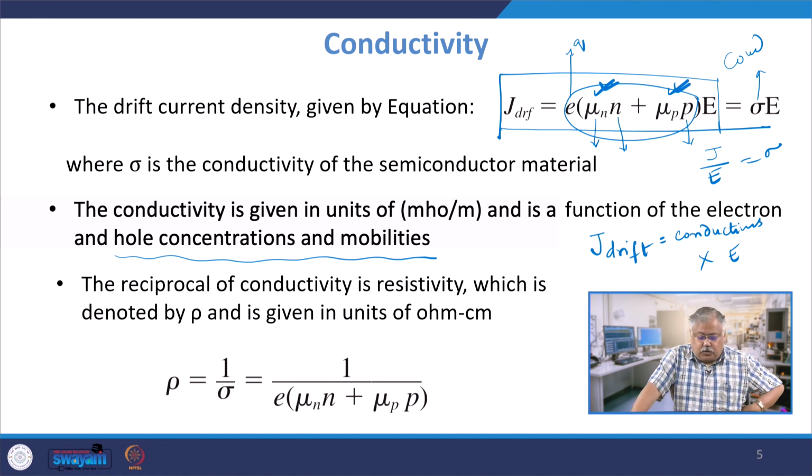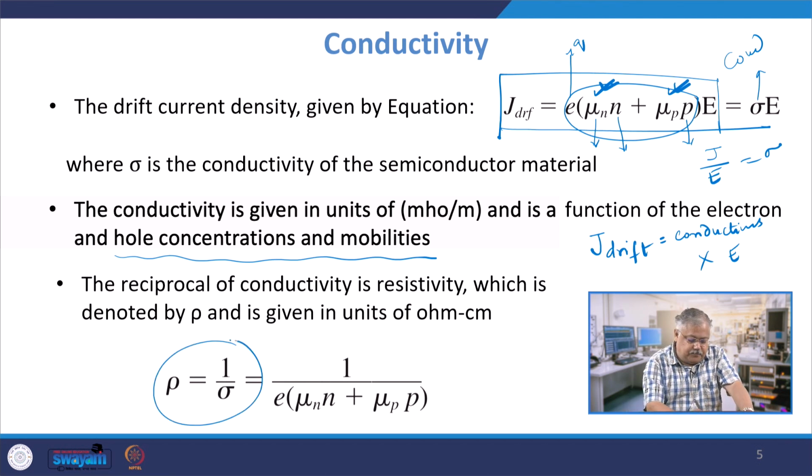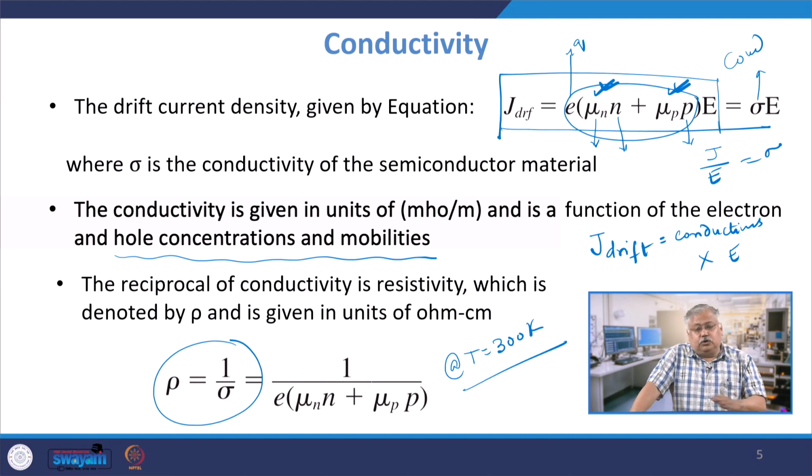Now, the reciprocal of the conductivity is known as resistivity, and that is shown here. So, resistivity is 1 by sigma, which is 1 by q times (mu n times n plus mu p times p). For all practical purposes, let us suppose this is at T equals 300 Kelvin. Now, I am assuming that at T equals 300 Kelvin, all these parameters q, mu n, n, mu p, p are constants, they do not vary with temperature, because you are keeping the temperature almost constant.